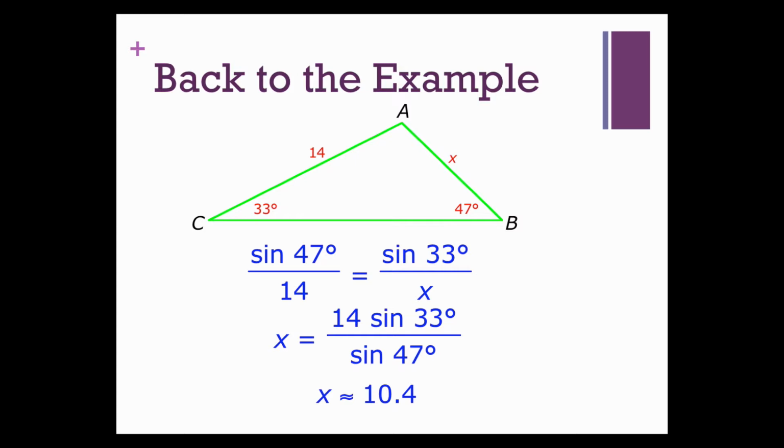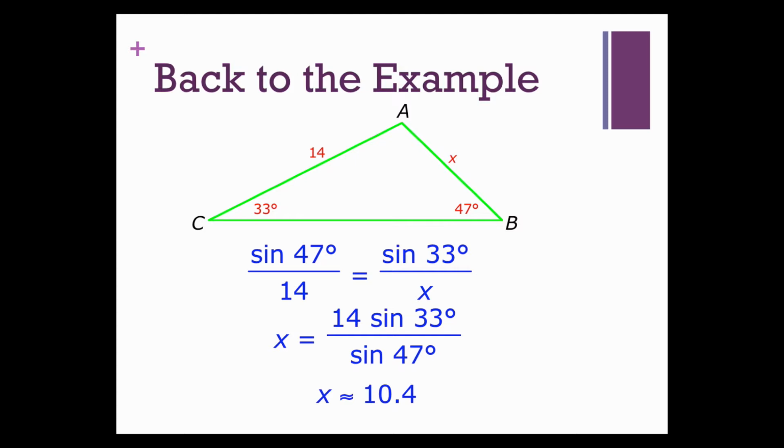Cross multiply, solve. When you're done, apply the small, medium, large theorem to make sure you did it correctly. Smallest side should be opposite smallest angle, medium side opposite medium angle, and longest side is opposite largest.